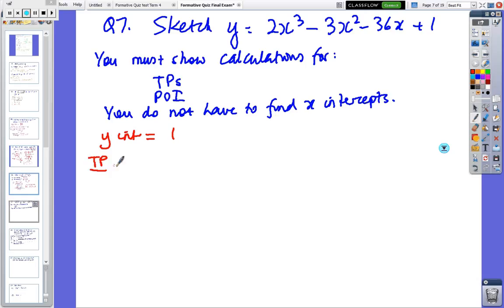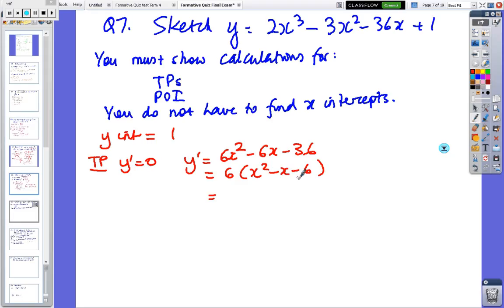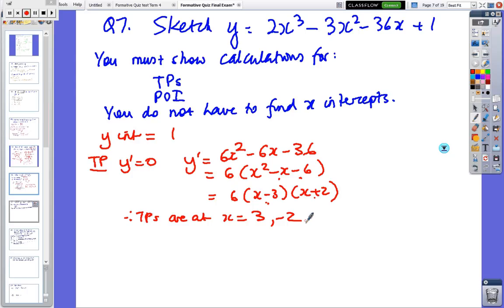So for the turning points, y dash equals 0, and y dash is 6x squared minus 6x minus 36. You can use the quadratic formula, but let's just factorize it, make the numbers smaller. Now we're looking for two numbers that multiply to give minus 6, that add to give minus 1. That's not too hard, minus 3 and plus 2. So therefore the turning points are at x equals 3 for that bracket and minus 2 for that bracket. So I've got the x values, but the turning point has a y value.